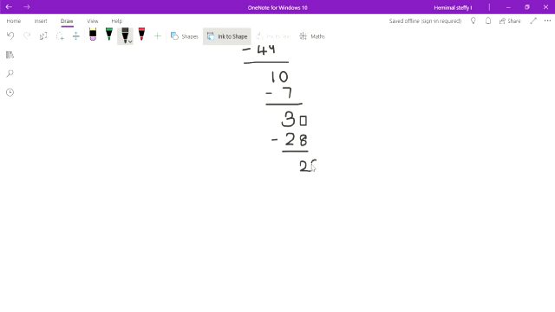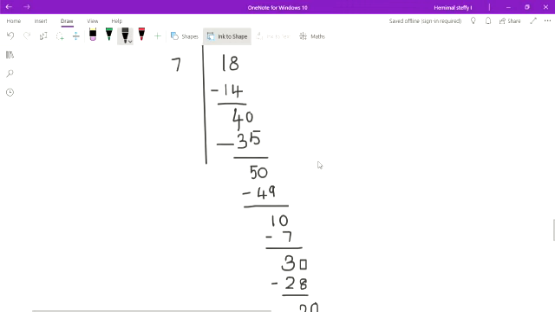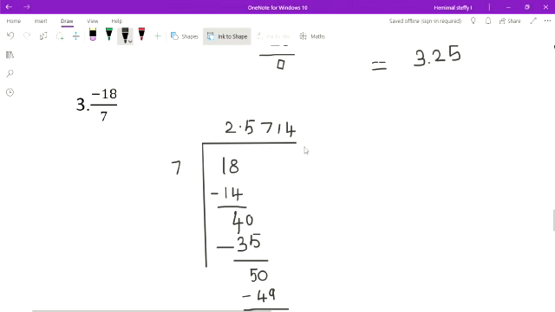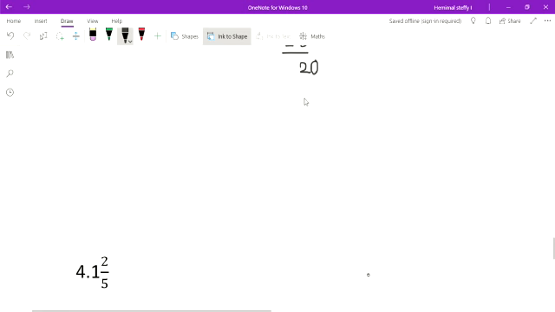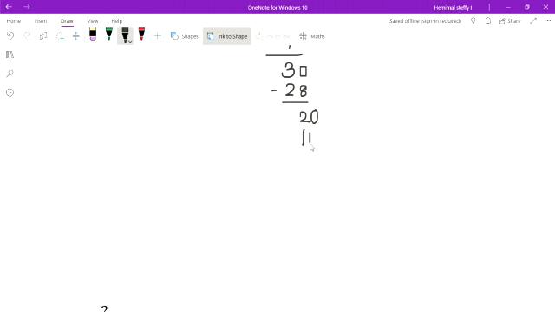Again I add one more 0. 20, how many times? 2 sevens are 14. So 2 sevens are 14. I again subtract the two numbers. It gives 6. Again I will add 0.